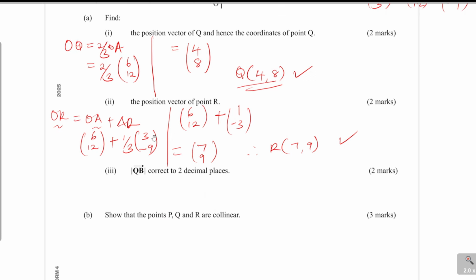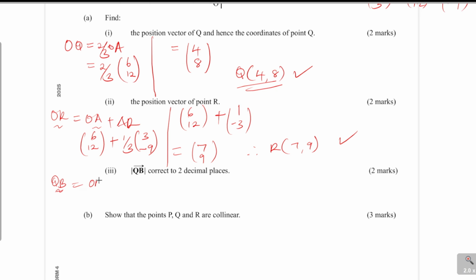QB, correct to 2 decimal places. So this means what? That you're required to get the length or the modulus or the magnitude. You see these 2 lines here. This means you're supposed to get the magnitude of QB. So the first thing, before we get its magnitude, we need to get vector QB. So how do you get QB?